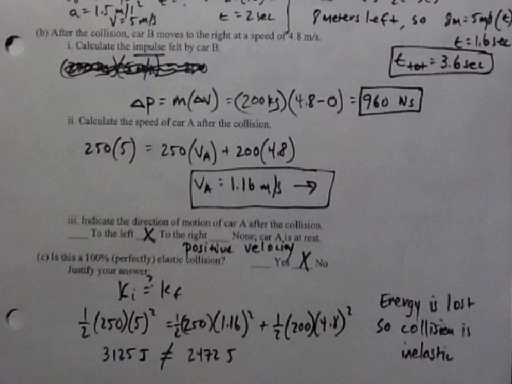So we got to look at energy before, energy after, specifically kinetic. So initially, 1/2 mv squared of car A, that's the only thing that's moving, equals 1/2 mv squared of car A plus 1/2 mv squared of car B, knowing the masses and knowing now the final velocities. And we see that the two sides of the equation do not equal each other, meaning there is energy lost in this collision. So therefore, even though they bounce off each other, the collision is technically inelastic because it is not 100% elastic. So we're going to say no.